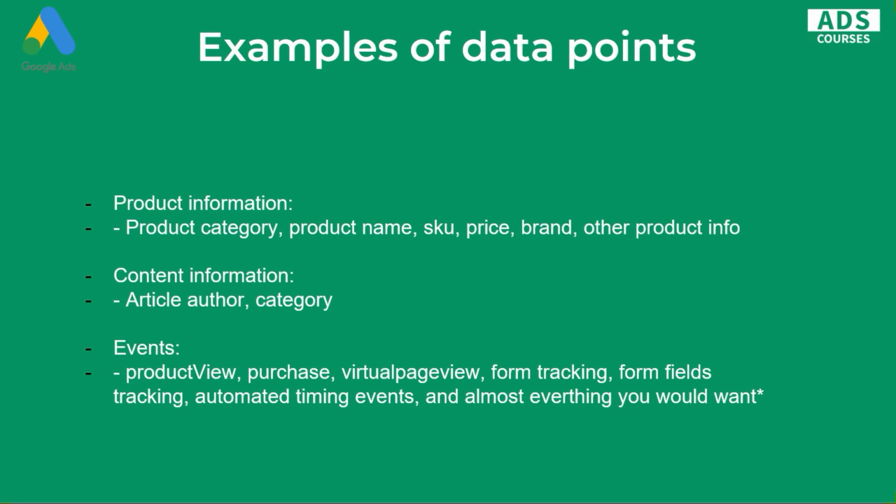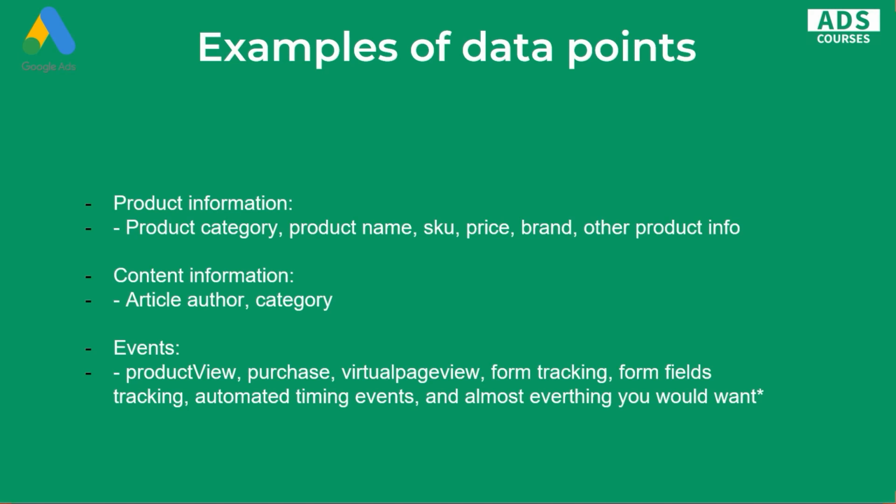Okay, so here are some other examples of data points that you can use. Like in the example above, we had product category, product name, product information in general, SKU, price, etc. But you could also send content information like article, author, article category, and so on. And finally, you have events, right? So it could be a product view, a purchase, but also you can implement a virtual page view with the data layer.